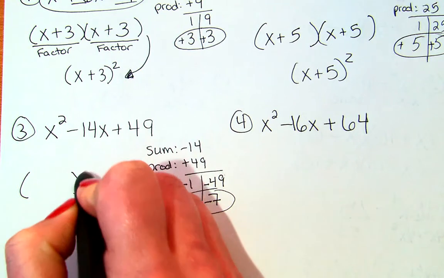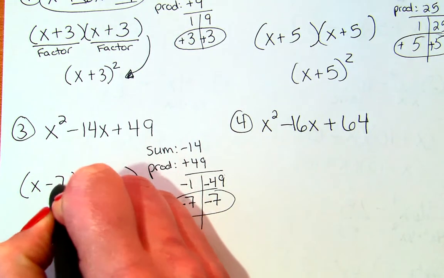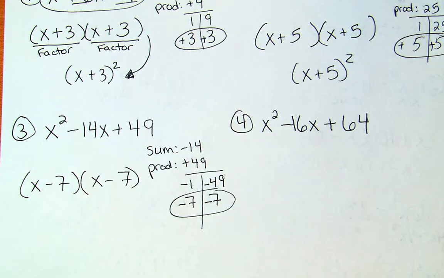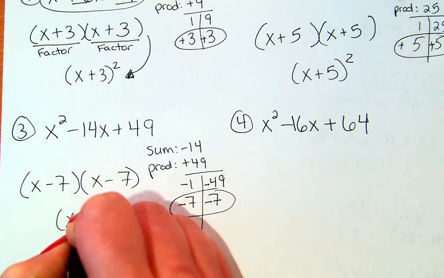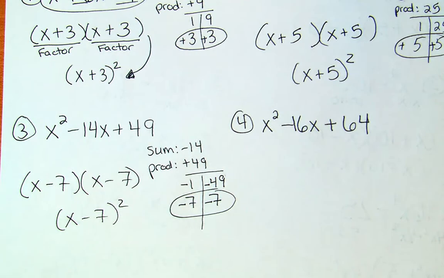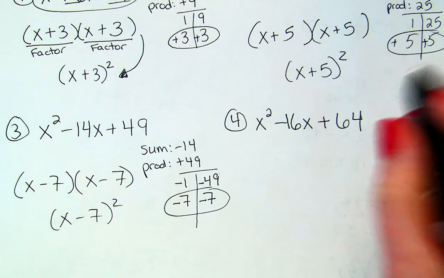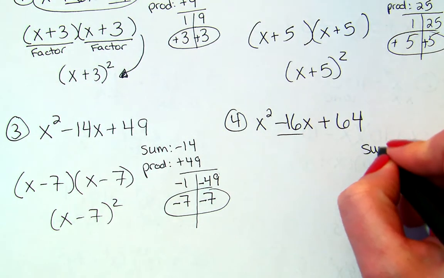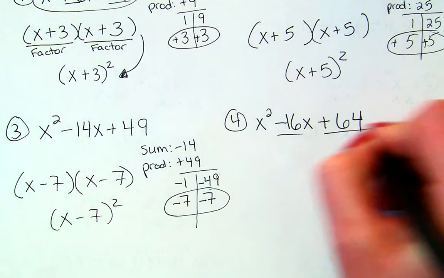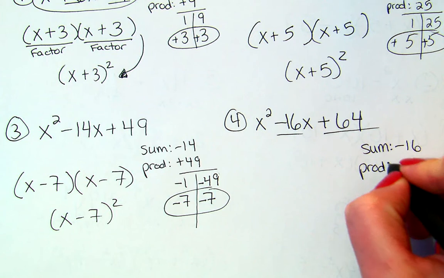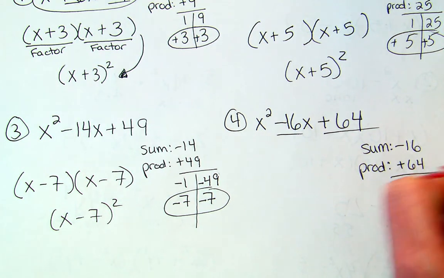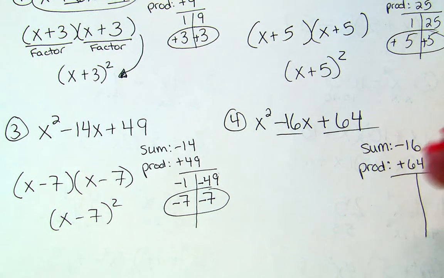So those are what goes into the parentheses. I have x minus 7 times x minus 7. And you'll notice that this becomes x minus 7 squared. Okay, if you'd like to try the last one on your own, by all means. So once again, I have a sum that is negative 16 and a product that is positive 64. Okay, so we can identify all of the factors. I'm not going to do that right now.